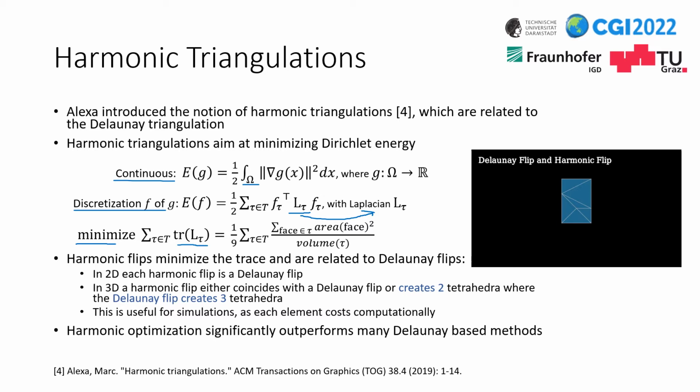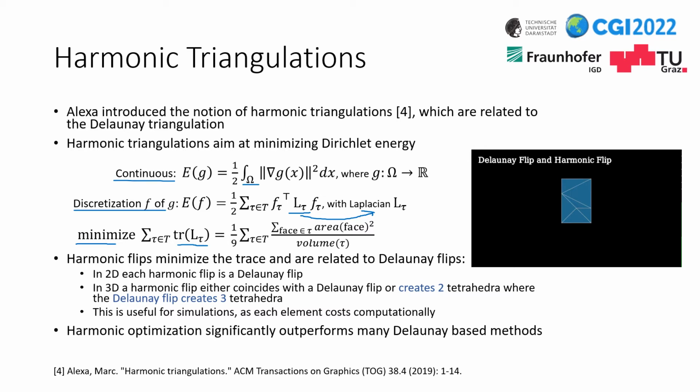Let me just show you in a video how they are related to the Delaunay flip. Let's see the yellow marked triangle. The circumcircle of the yellow marked triangle contains the red mesh vertex. Thus, the Delaunay criterion is violated. Now we can also calculate the sum of traces of the two yellow triangles and perform a flip. After the flip, the Delaunay criterion is satisfied and we find the lower sum of traces. Thus, this harmonic flip also is a Delaunay flip. In the second dimension, each harmonic flip is a Delaunay flip.